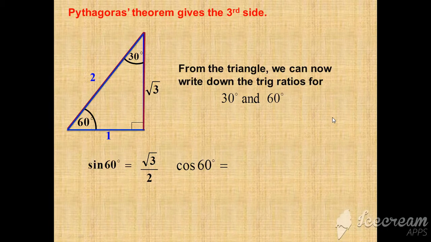What about sine 30? Sine 30 equals opposite over hypotenuse, that means 1 over 2. And cosine 30 would be adjacent over hypotenuse, root 3 over 2. Finally, tan 30 is opposite over adjacent, that means 1 over root 3.